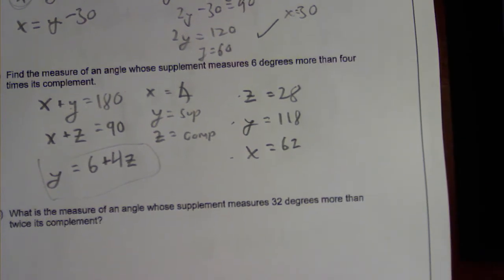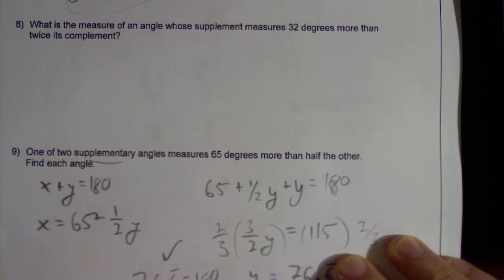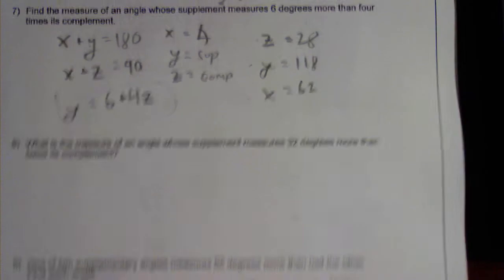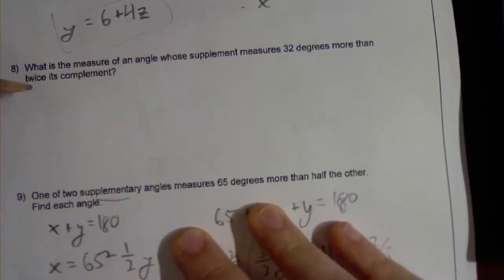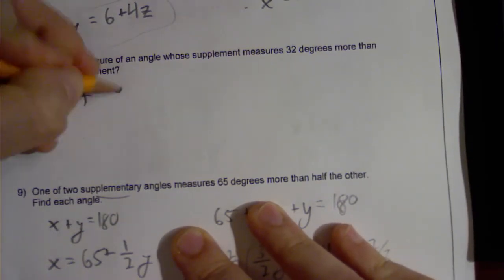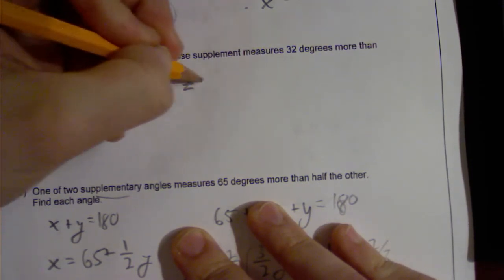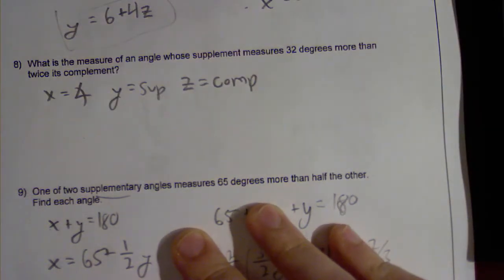Next, let's do number 8. What is the measure of an angle whose supplement measures 32 degrees more than twice its complement? Hey, it's going to be almost the exact same thing as here. I'm working with supplements and complements, and then a relation between the supplement and complement. So x is my angle, y is my supplement, and z is my complement. I'm just saying what they are so that I don't get confused later.